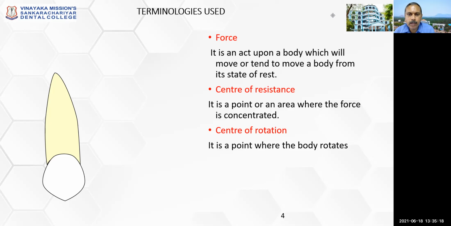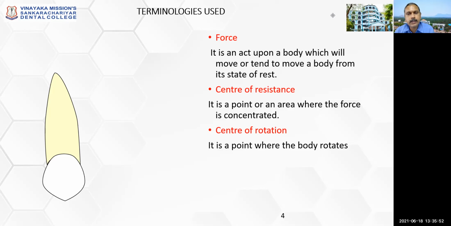Now there is a similar terminology to center of resistance, that is center of rotation. If the force is applied away from the center of resistance, sometimes far off from the center of resistance, the tooth tries to rotate. The point at which the rotation happens, and the body when it is rotating, is called center of rotation. Center of rotation will keep changing, but the center of resistance will not change.